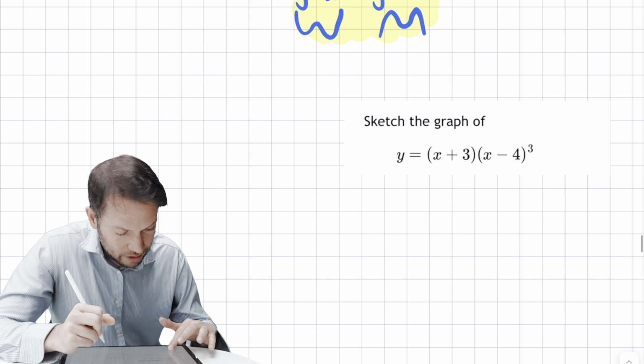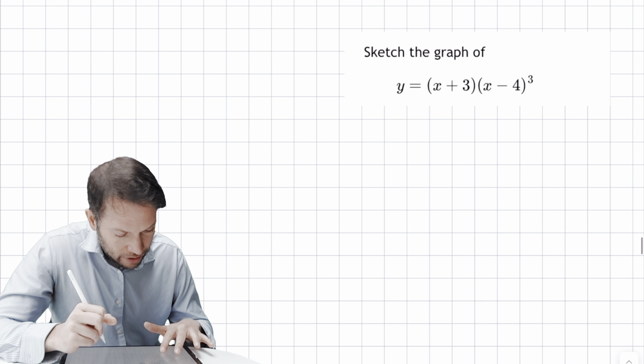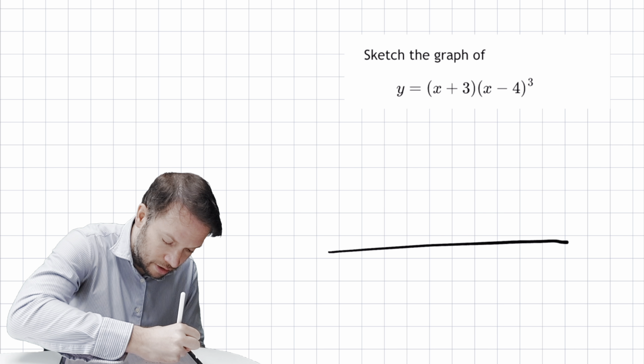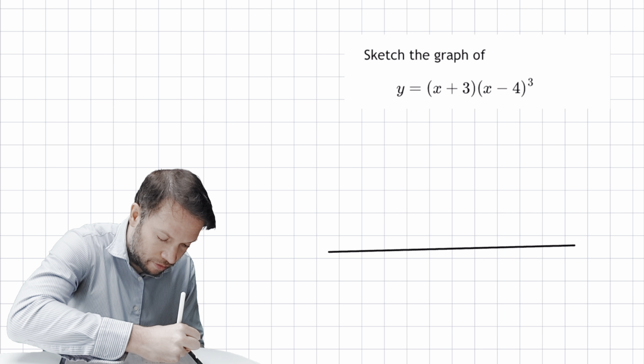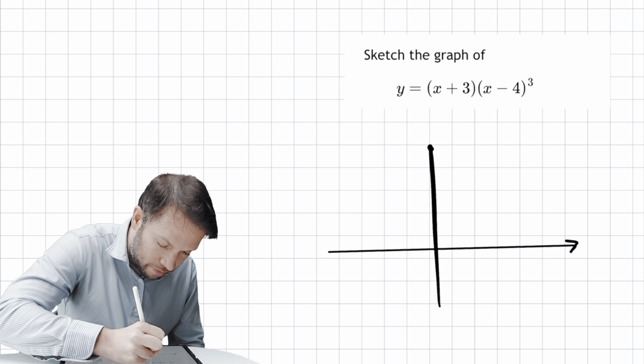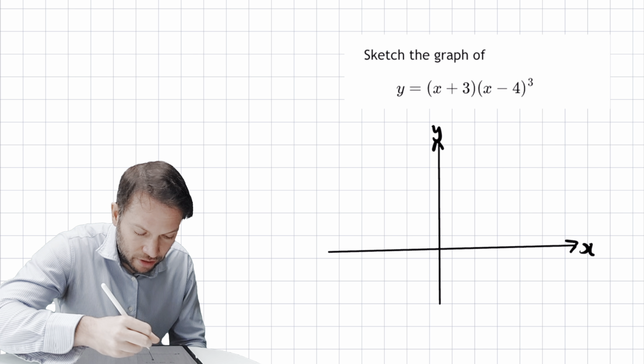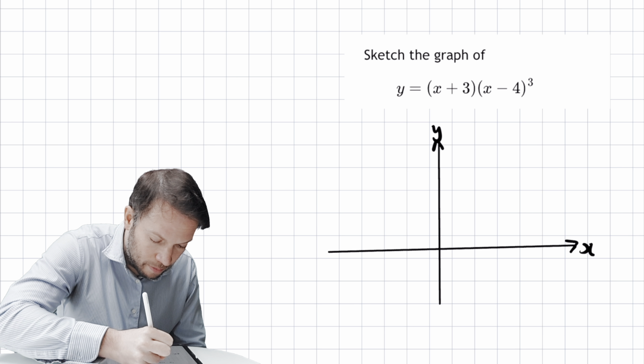What about this one? Well, let's see. We're going to sketch it. We have roots of... Now, if we look at the roots, our roots are going to be minus 3.